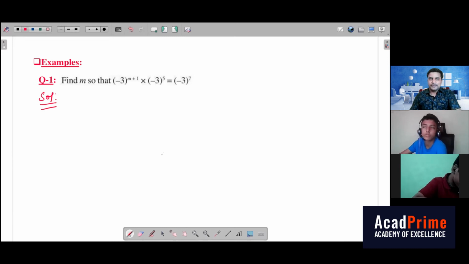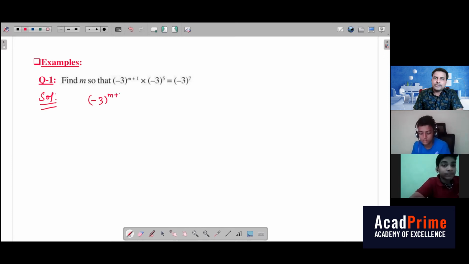M equals to minus 3. Okay, just match your answer. I'm just solving for you. Here it has been given that (minus 3) raised to the power m plus 1, times (minus 3) raised to the power 5, would be equals to (minus 3) raised to the power 7. As already I have told you, if the bases are same, then the powers will be added together. So it should be (minus 3) raised to the power m plus 1 plus 5, and this should be (minus 3) raised to the power 7.